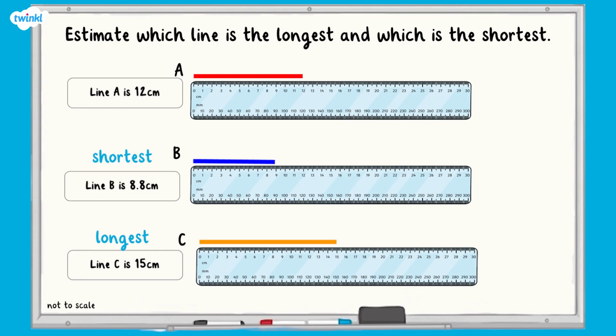You may notice that our ruler also shows these measurements in millimetres if we read the other side of the numbers. So, for example, we could say that line C measures 150 millimetres because there are 10 millimetres in 1 centimetre.